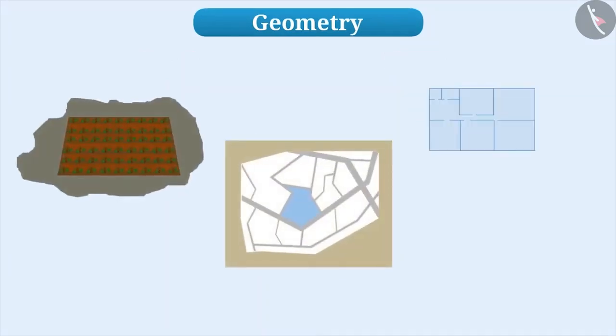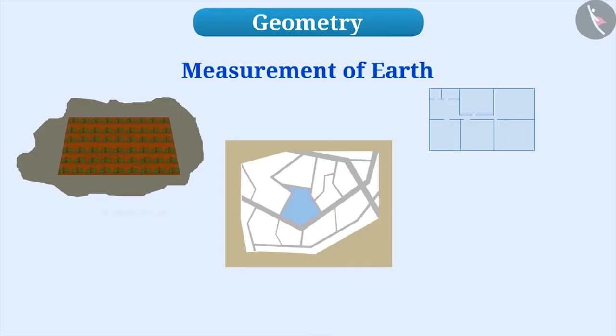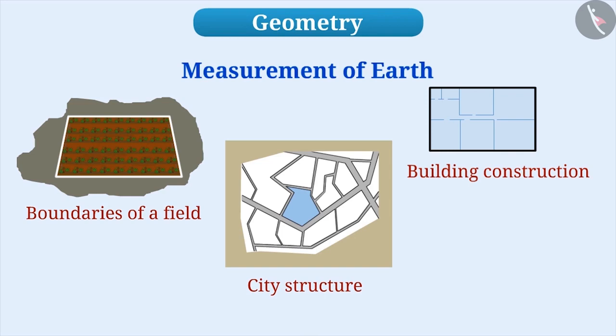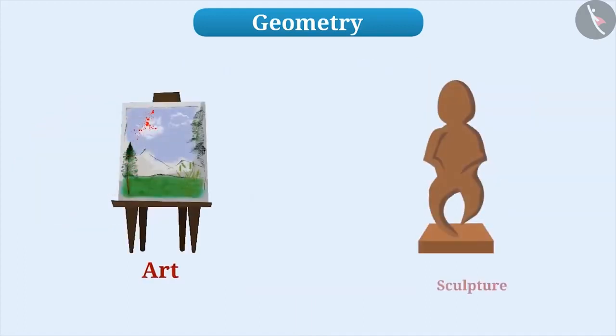During the ancient civilization, the land was measured for different reasons, such as to identify the boundaries of a field, to know the structure of the city, during construction of a building, etc. Geometry was not limited to measuring earth. Geometry developed along with the growth of art forms such as painting and sculpture.